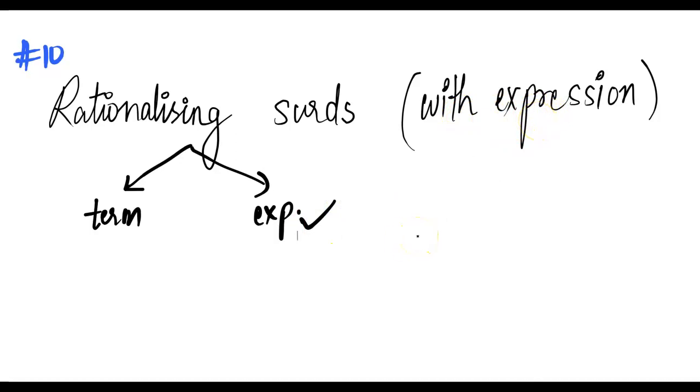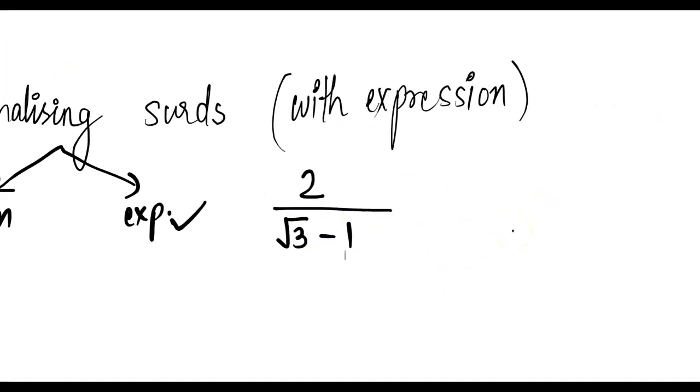So let me add some question here. Let's say, for example, 2 over root 3 take away 1. So let's say this is the question, and we want our bottom denominator to be surd free. No surd there. At the moment, you can see there is a surd there, right? Now let's start discussing the method.